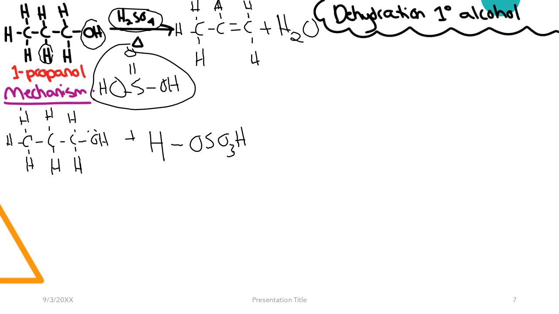Okay, so this oxygen here has two lone pairs of electrons, and I want to protonate. So these lone pair electrons are going to attack this hydrogen, and then this OH bond is going to break.